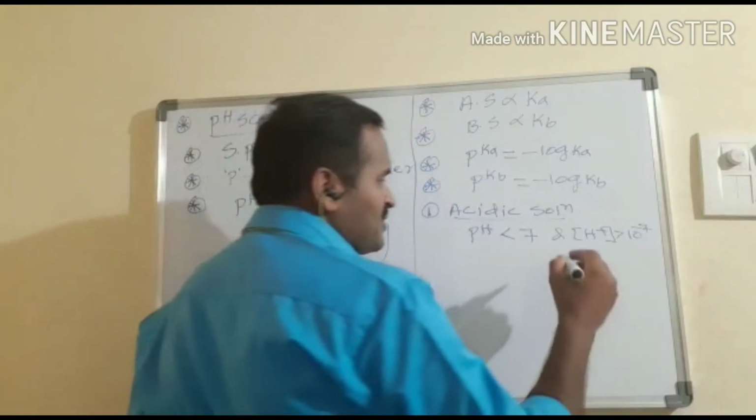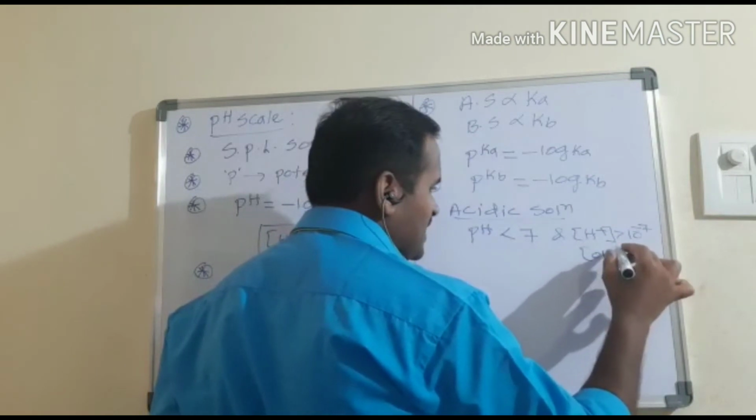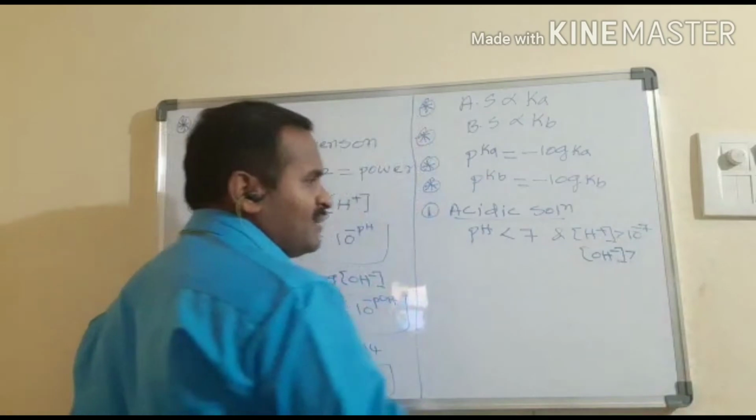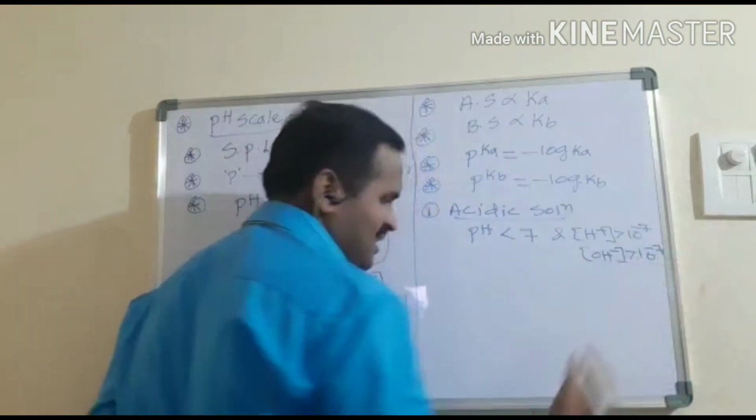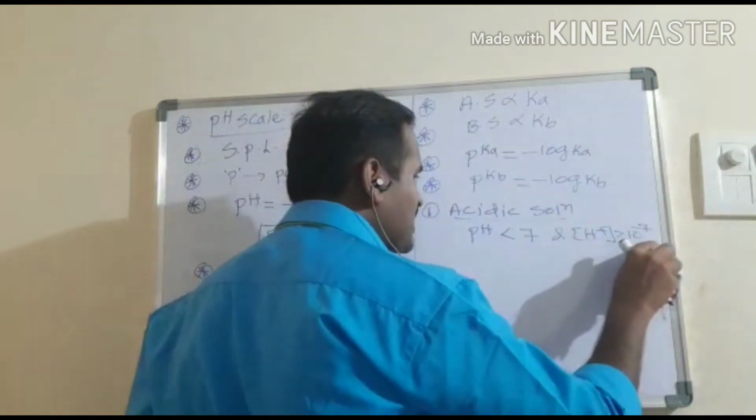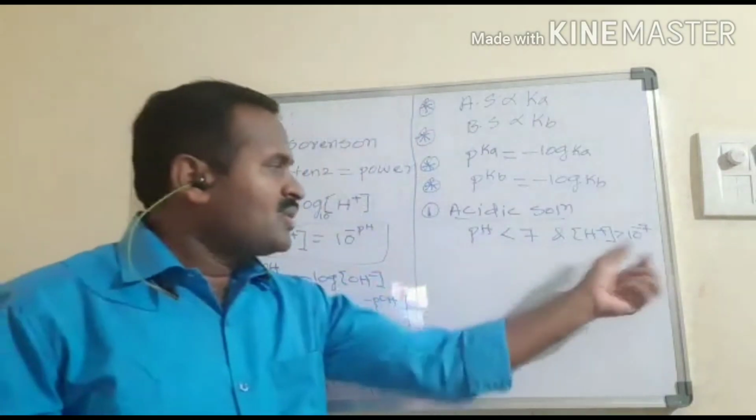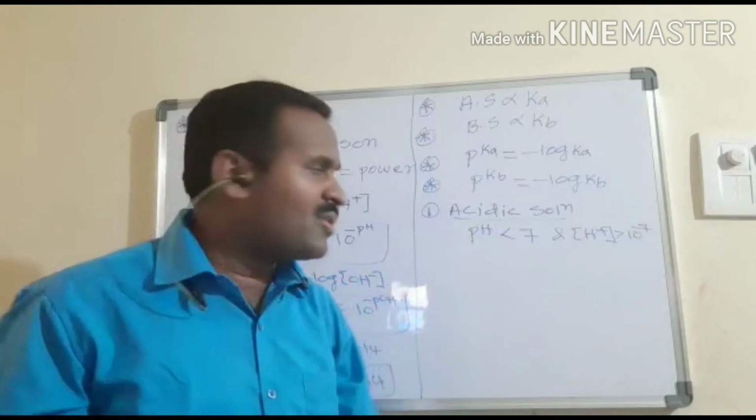In other terms, we can also write it with the OH minus ion concentration. The OH minus ion concentration will also be greater than 10 power minus 7. But rather than OH minus, it is better to write in terms of the H plus ion concentration only, because pH is related to H plus ion concentration greater than 10 power minus 7.